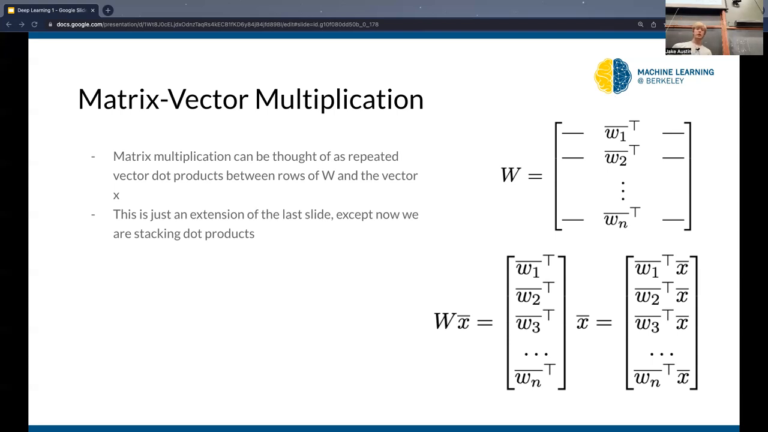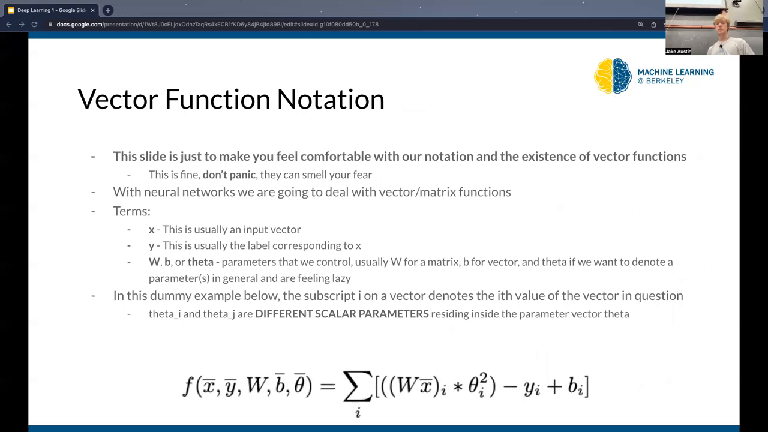Does anyone have questions about specifically how we can make matrix vector multiplication compact by representing it, as you see on the bottom right, as just a series of dot products between the rows as well as our original column vector? Okay, if there are no questions, then I will move on to the next one. Don't be scared by this bottom thing. It smells your fear.